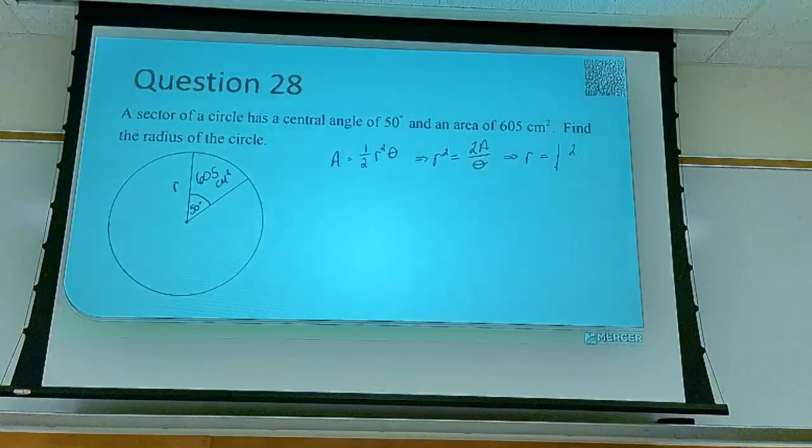Why? Because you need to get rid of this square root. So why is it only the positive square root? Because a radius can't be negative. Radius is a length measure. Length is never negative. So that's why you only take the positive square root. So there's the formula for the radius that we're going to use.